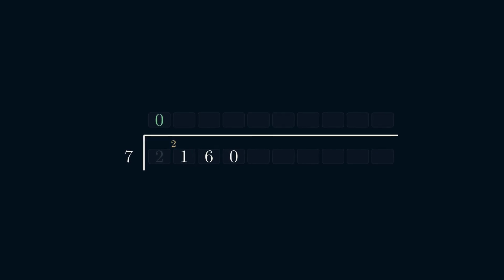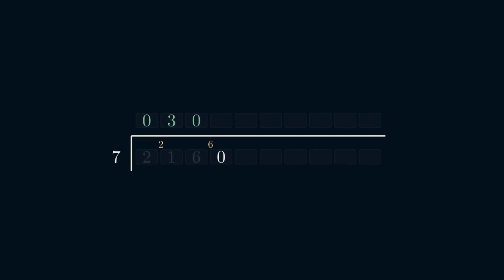Now 21 is active. 7 fits into 21 3 times. The 3 rises above the 1. Now 7 tries 6. It does not fit. So a 0 goes above the 6. The 6 carries to the next digit. Now 60 is active. 7 fits into 60 8 times. With 4 left over, the 8 rises into the 1's place. The whole number part is now 308, but the calculation is not finished.